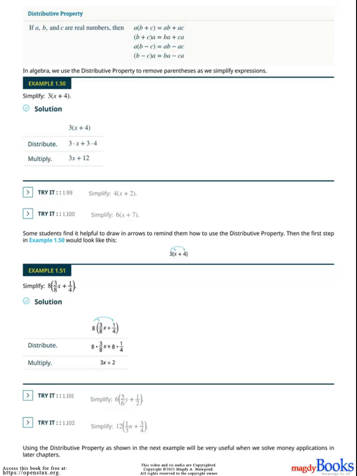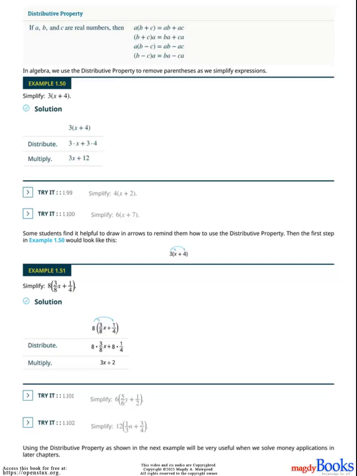Example 1.51. Simplify 8 times (3 over 8 x plus 1 over 4). Solution. 8 times (3 over 8 x plus 1 over 4). Distribute. 8 dot 3 over 8 x plus 8 dot 1 over 4. Multiply. 3x plus 2.